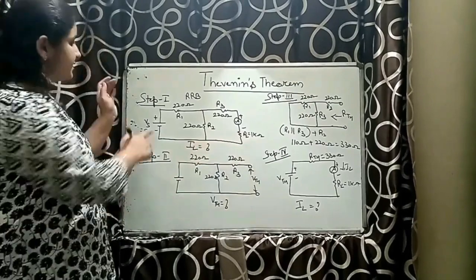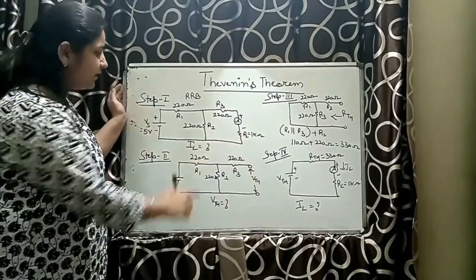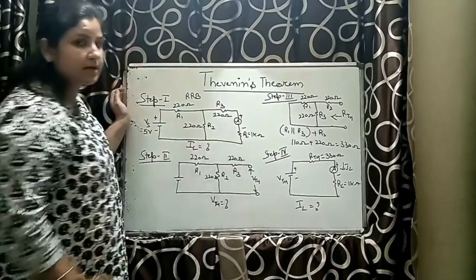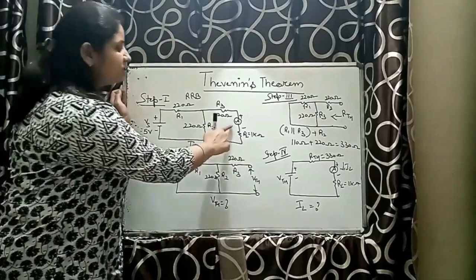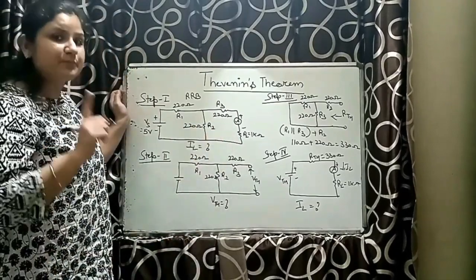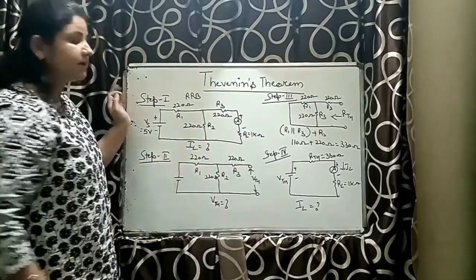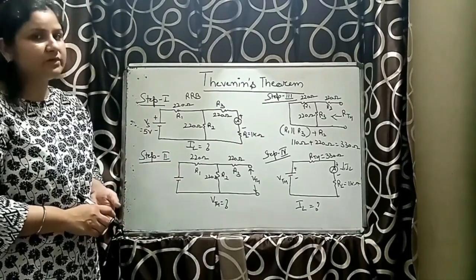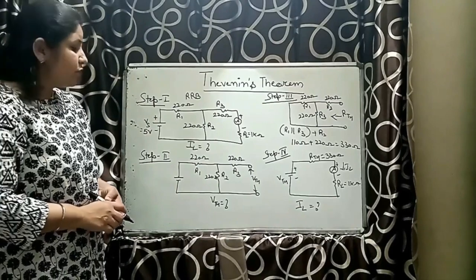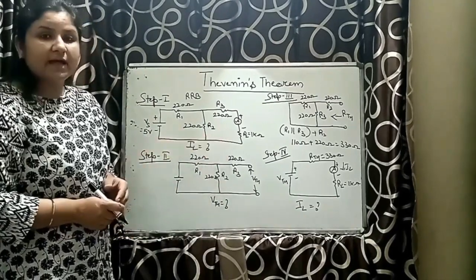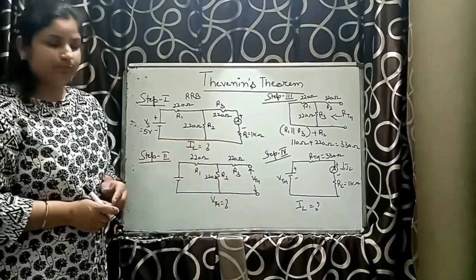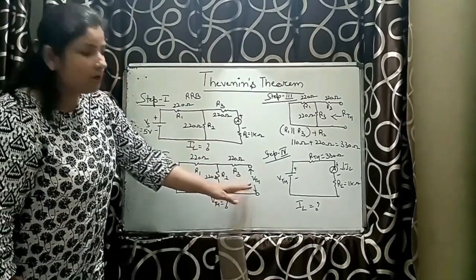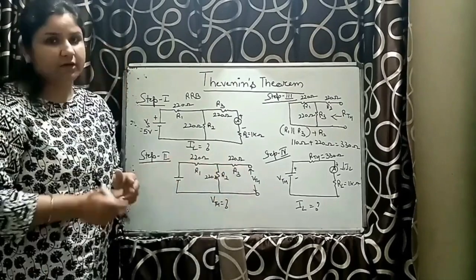Now what is our task? Step number 1, we have to calculate current IL flowing through load resistance RL, and this can be done with the help of this ammeter. Step number 2, in Thevenin circuit, is remove RL and calculate open circuit voltage. So we have already removed RL over here. Once we have removed RL, we are supposed to calculate open circuit voltage.